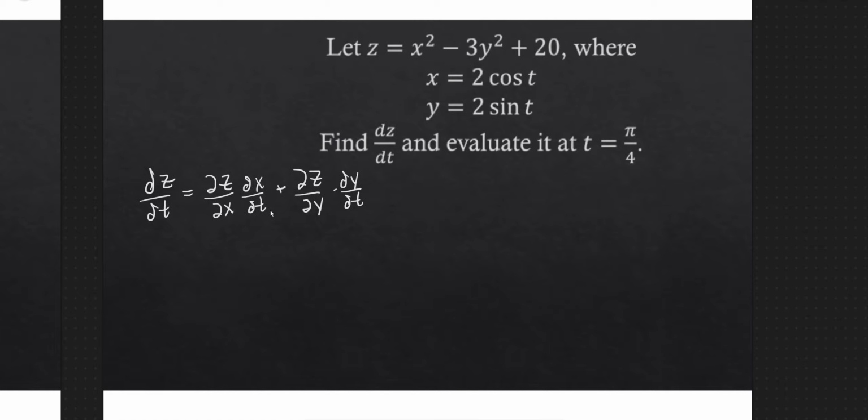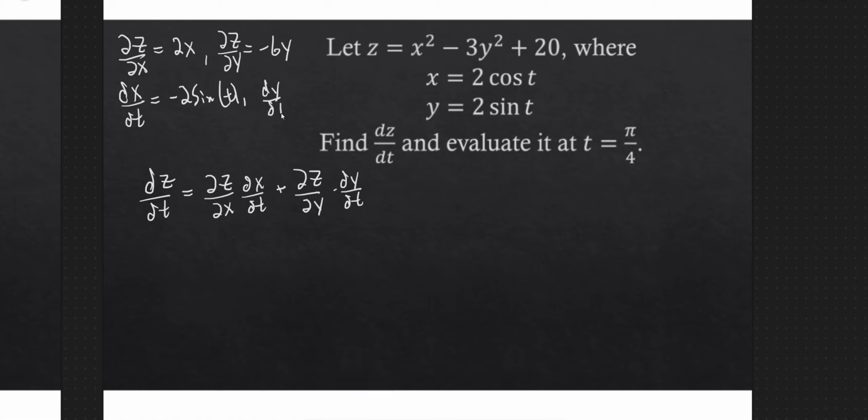Okay, so that means we need 4 derivatives to work with here. So let's go ahead and find those maybe up here. So partial z, partial x. That'll be 2x, and the rest are constants. So that's done. Partial z, partial y, we'll need that. The rest are constants, so it should just be minus 6y. And then I also need my dx/dt and my dy/dt. So dx/dt is minus 2 sine t, and dy/dt is 2 cosine t.